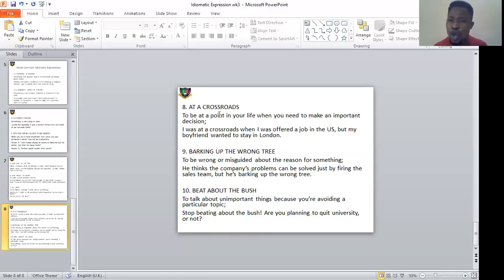At a crossroads. When are you at a crossroad? What does it mean? To be at a point in your life when you need to make an important decision. For instance, you have bad friends, peer pressure, and you have family standards that you should not lie, don't steal, don't be a bully. But here you have bad friends who have been teaching you to tell lies, to steal, and to bully others in school. Now you are in between making the right decision or going with the wrong decision. At that point in time, you are at a crossroad.